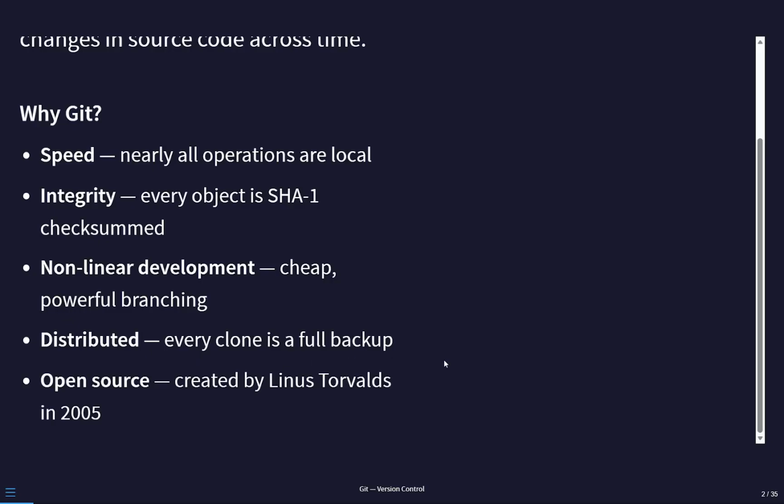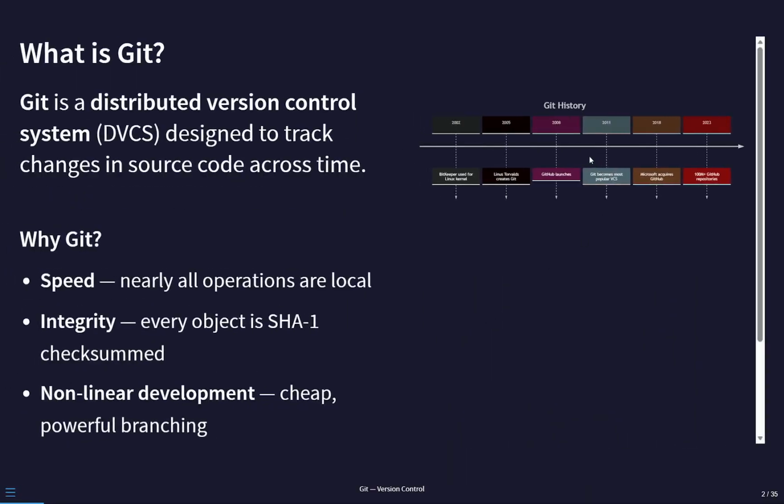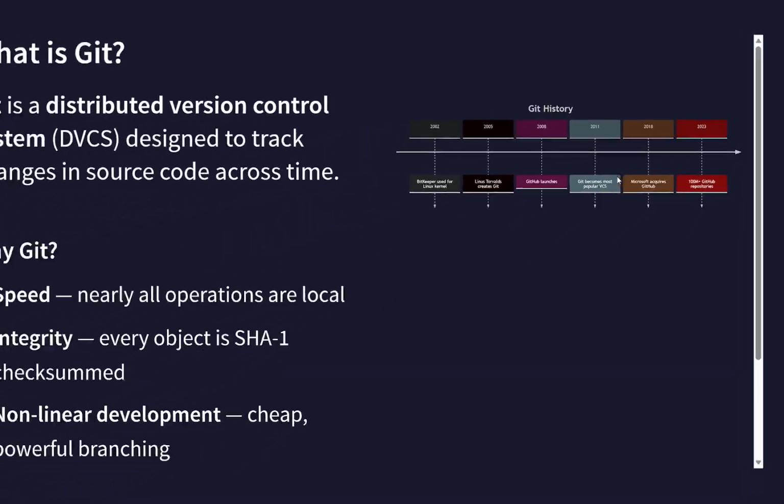Look at the timeline on the right. Git was born in 2005 when Linus Torvalds, the creator of the Linux kernel, needed a replacement for the version control tool the kernel team had been using. He wrote the first version of Git himself in about 2 weeks. 3 years later, GitHub launched, and the rest is history. Today there are over 100 million repositories on GitHub alone.